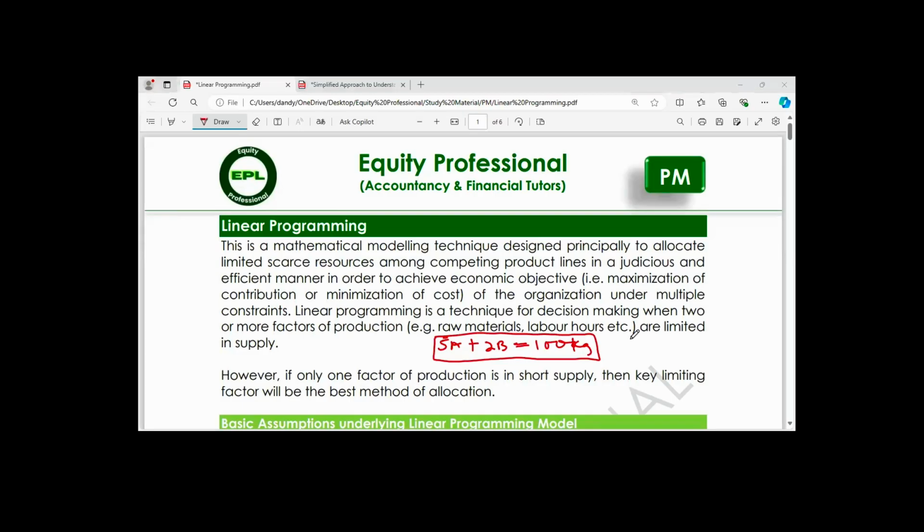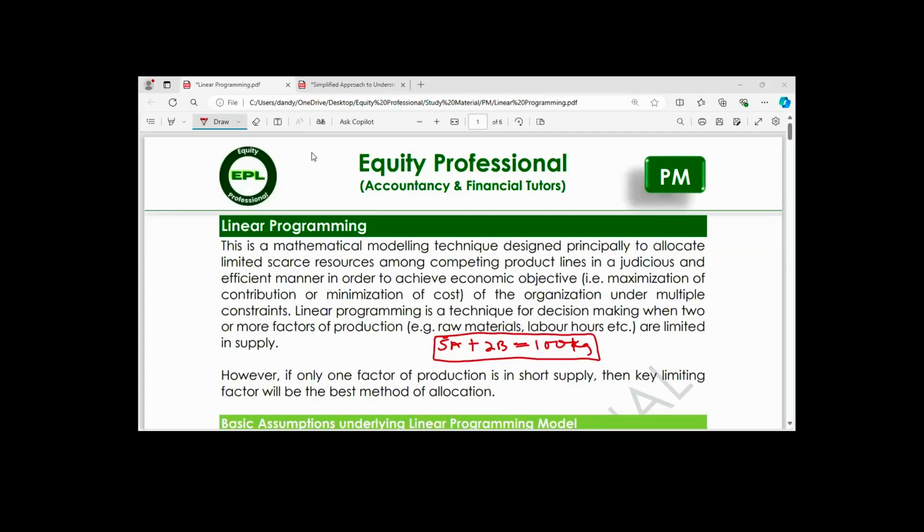Fractional output can be produced. It's not compulsory that you have to produce everything. An organization can produce 70% of the total required output, 80% of the required output, 99.9% of the required output. It's not compulsory that it must be produced entirely. That is what divisibility is talking about. That is, fractional output can be produced.